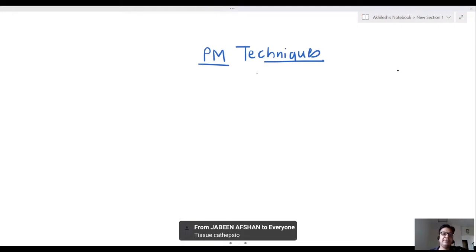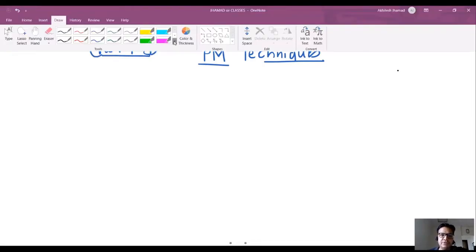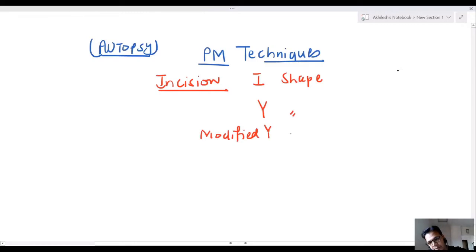Now I'm coming to postmortem techniques. Sir, we will start the postmortem techniques. Postmortem is also known as autopsy. What are the types of incision we use for autopsy? Incisions are I shape, Y shape, modified Y shape, and inverted Y shape. The most common is I shape.